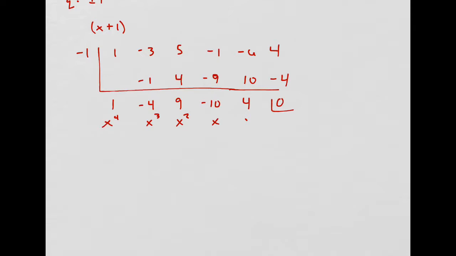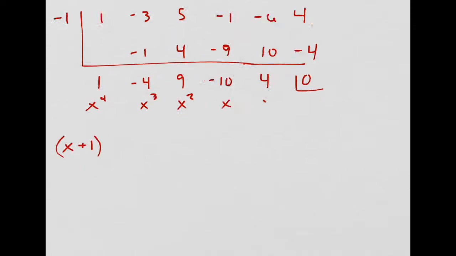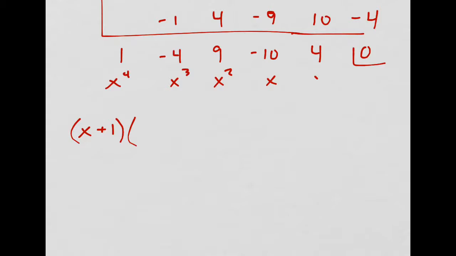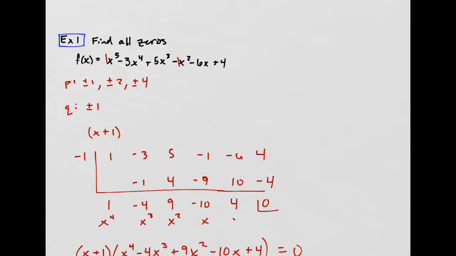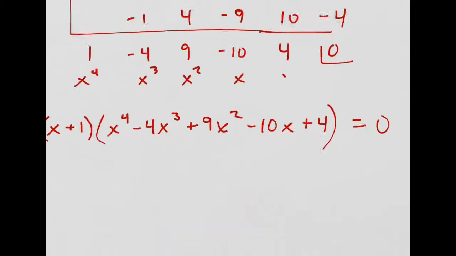So really, what I do have is x plus 1, because that's what I was testing out, times this polynomial: x to the fourth minus 4x to the third plus 9x squared minus 10x plus 4. And we were setting it equal to 0, right? Because we're trying to find the zeros. I should have mentioned that.